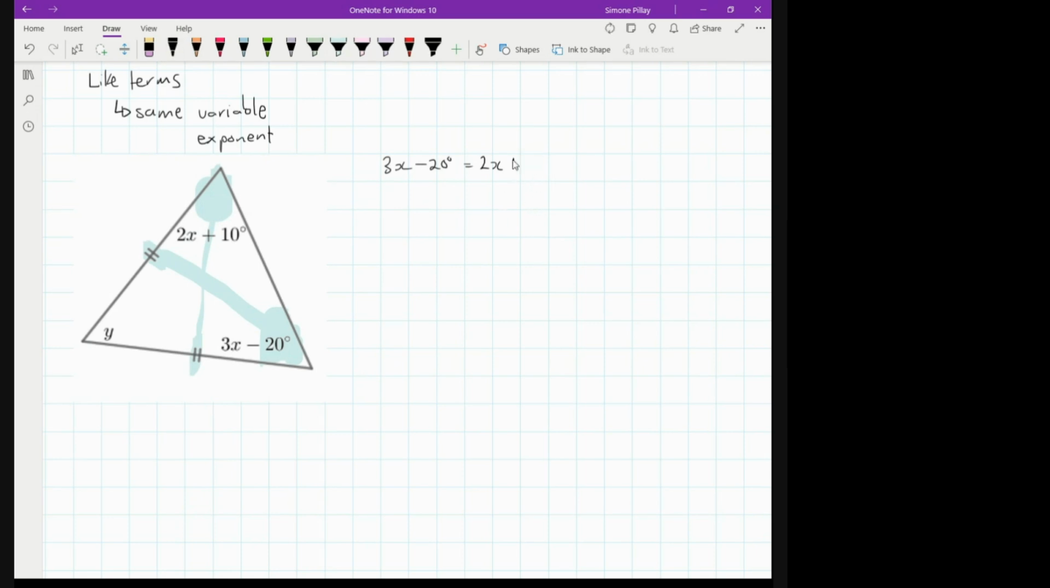Also, what I want you to see is if you had y here, we're in this predicament. There's an x and there's a y. I can't solve this equation. So it is not equal to y, but it's equal to 2x plus 10. And my reason is angles opposite equal sides. Okay, now what? Yes.